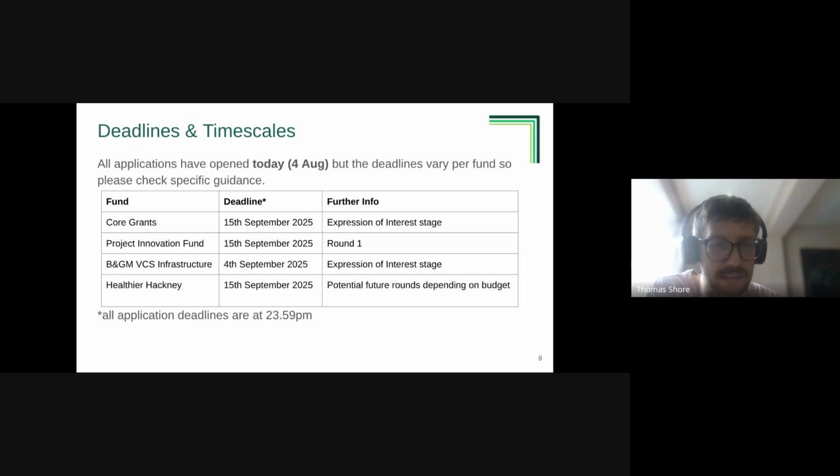All of the applications have opened. It was on Monday, so 3 days ago. The table outlines the deadline for each of the programs. So we've got core grants, where the expression of interest deadline is 15 September. Project Innovation Fund, where the application deadline is again 15th of September. The Black and Global Majority VCS Infrastructure fund has a slightly earlier deadline of 4th September, and Healthy Hackney is also 15th of September.